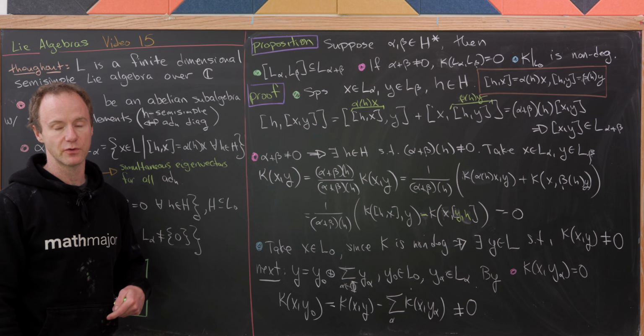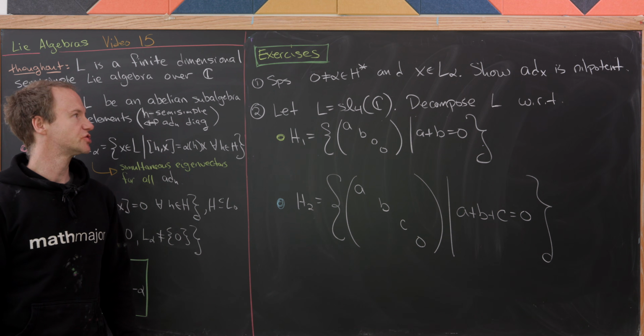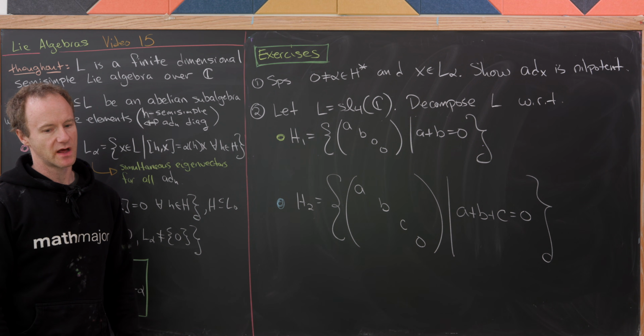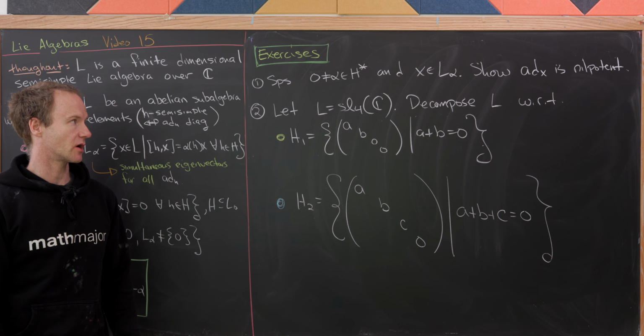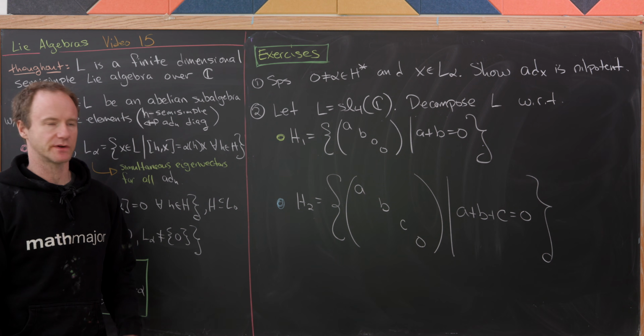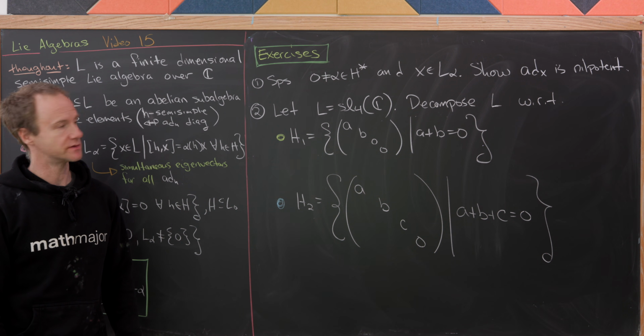Okay, so now I'm going to leave you with some homework exercises. So here are two nice exercises based on what we saw today. So let's suppose we've got a non-zero element of H star, and then we have X inside of L alpha. Then we want to show that ad X, that adjoint action, is nilpotent.